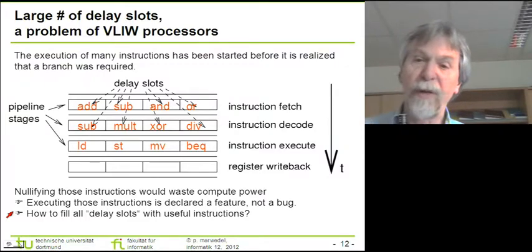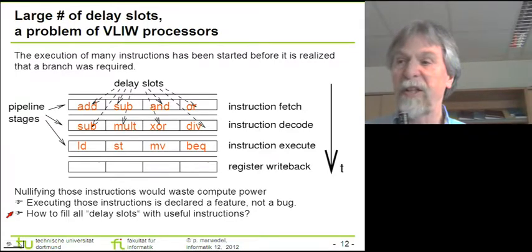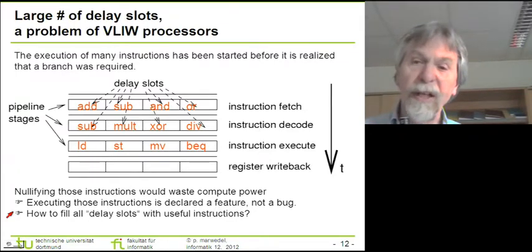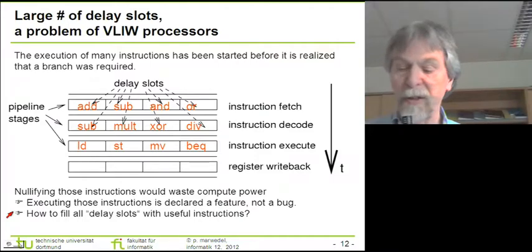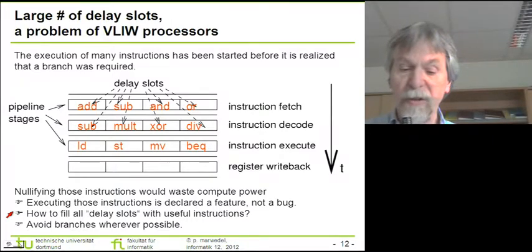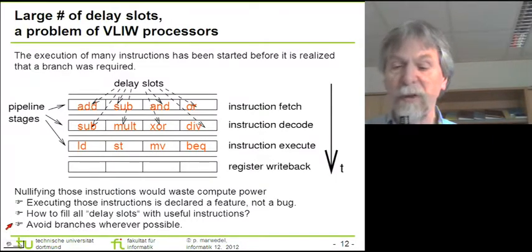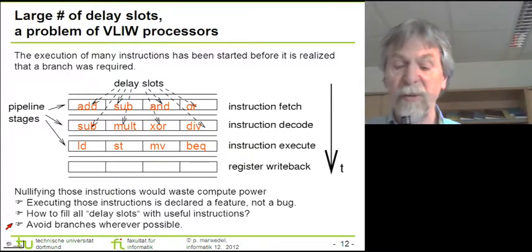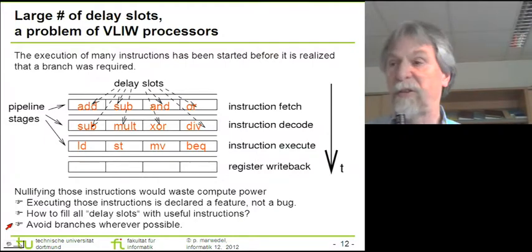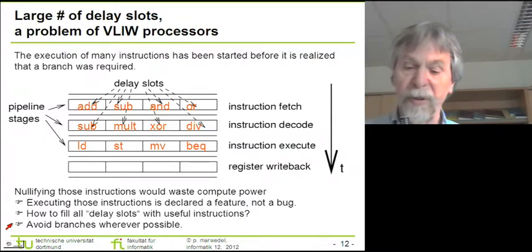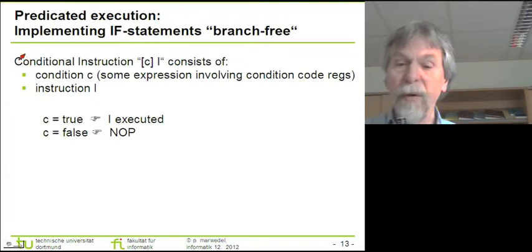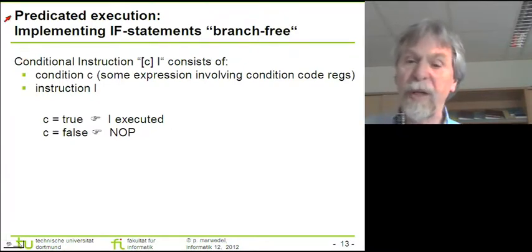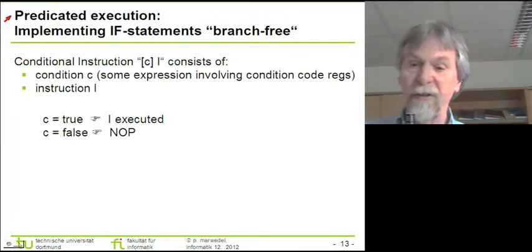Think, for example, of this C6000 architecture, where we have up to 8 slots for instructions per cycle. This obviously means that we have quite a number of such slots. So therefore it's difficult to actually find enough instructions to fill all these slots, and therefore as a general recommendation we should try to avoid branches wherever possible for VLIW architectures. One way of doing that is by using so-called predicated execution.